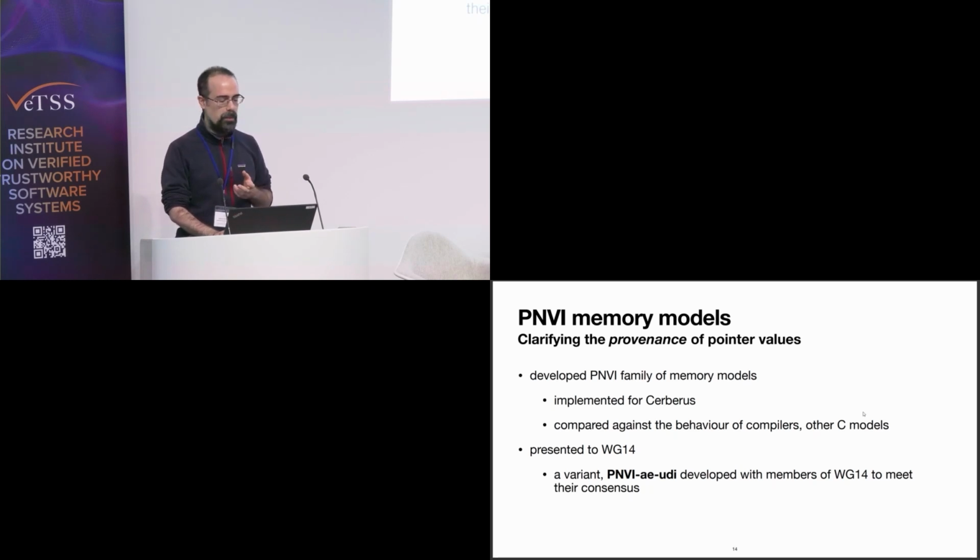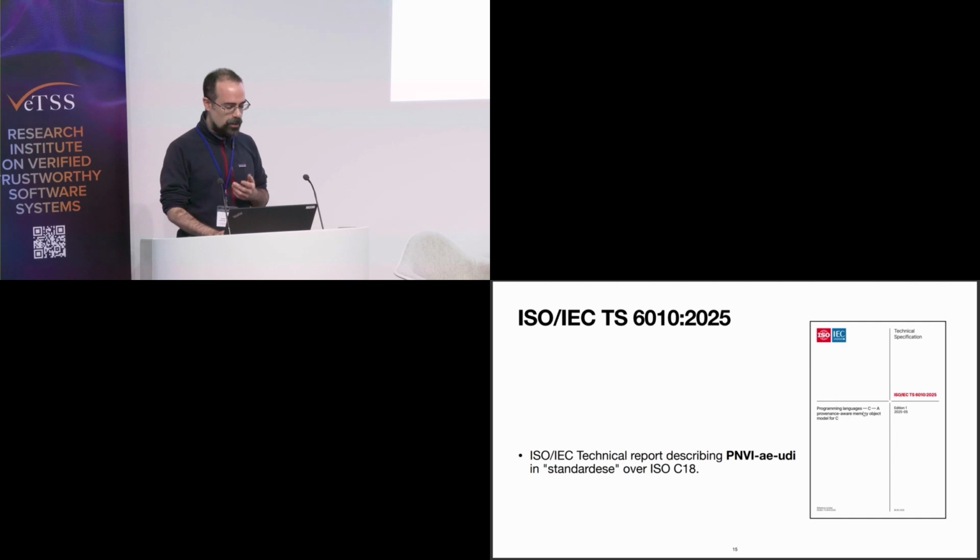So once we had a nice enough memory model, we went to WG14, which is the committee defining the C standards. And in cooperation with them, we made a slightly more complicated version that they liked better than the nicer, more mathematical version, which is called PNVI-ae-udi. And after many years, it finally got published about a month ago as a technical report by ISO, which is a recommendation for implementers on what provenance should be. And unfortunately, ISO got rid of all the math and just brought back loads of standardese, but at least now it's defining what provenance is. And also people can just look at the math version somewhere else.